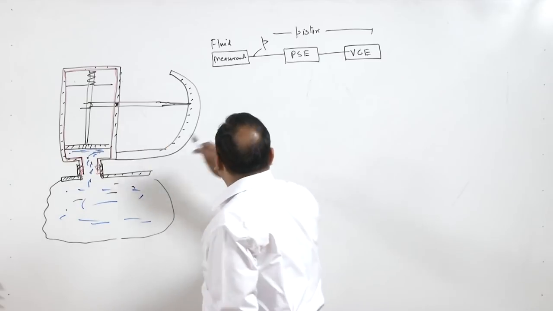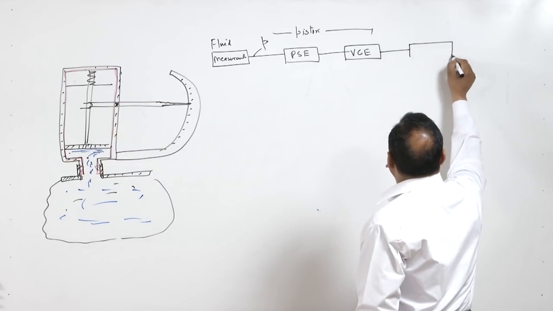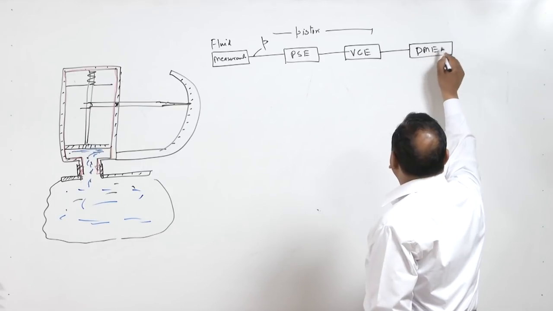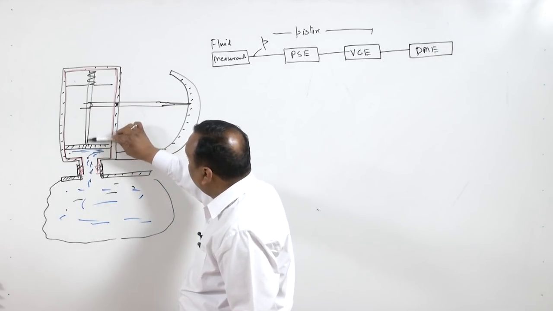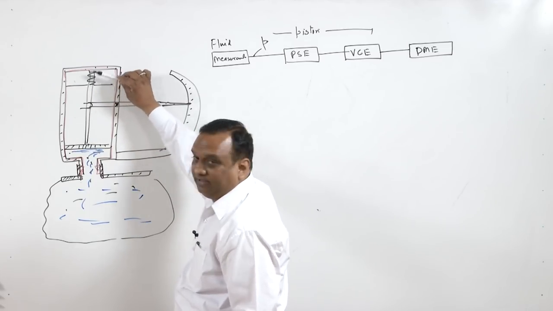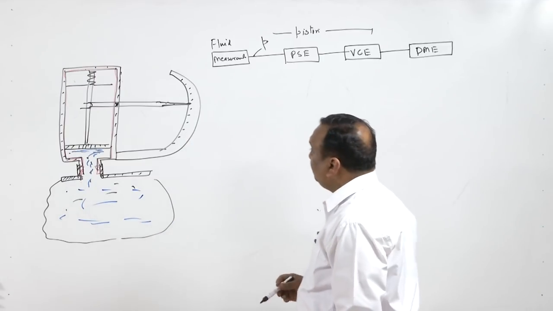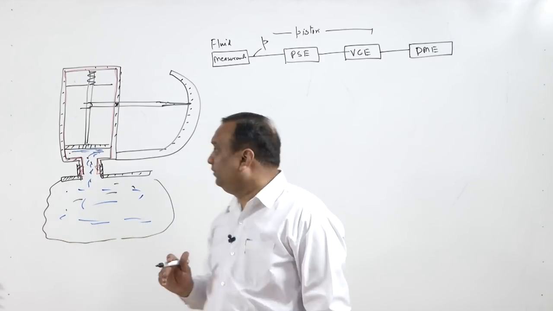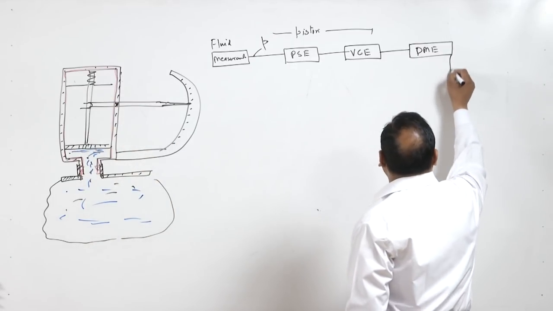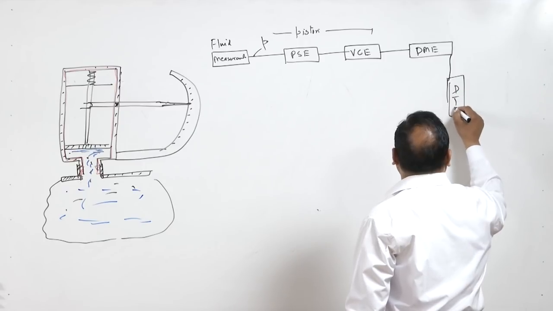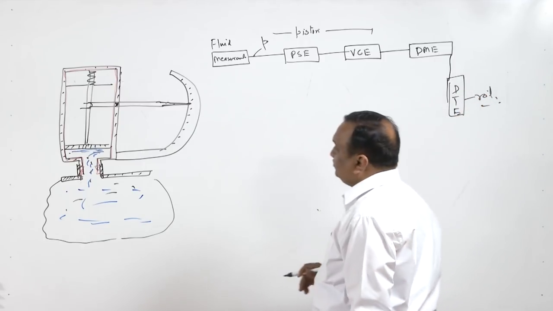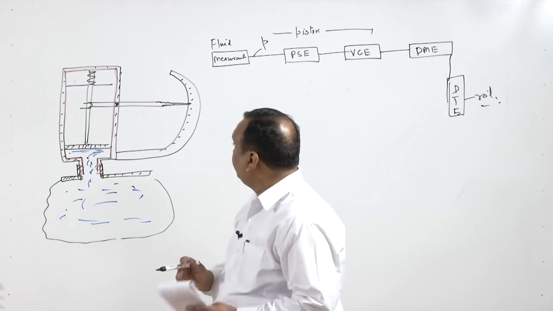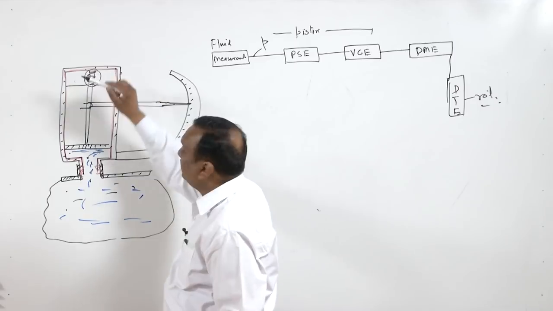So here it is also working as a data manipulation element. After data manipulation the rod is pushing the spring. The rod is transmitting data from piston to spring. Since the rod is transmitting data from piston to spring, it is known as a data transmission element. That is the rod.